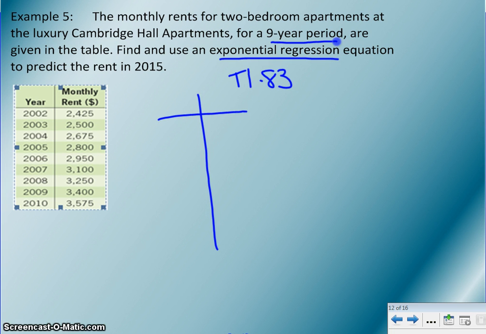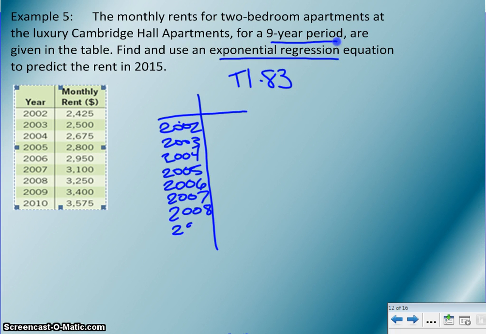And so for this, you're going to go ahead and list 2002, 2003, 2004, 2005, 2006, 2007, 2008, 2009, and 2010. So it's going to be just as you listed it there, under where it says L1.